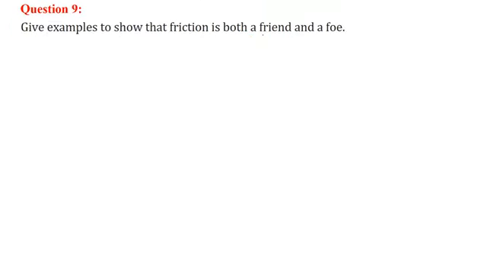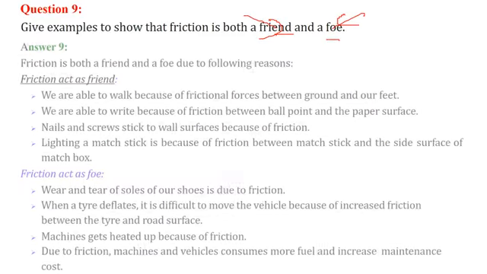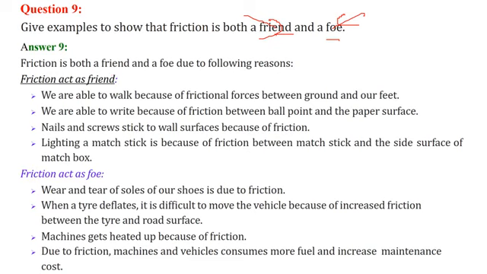Give examples to show that friction is both friend and foe. So friend as well as your enemy. How? Friction as a friend, we are able to walk because of friction. Then we are able to write because of friction, a ballpoint pen with the paper surface. Nails and screws only stick because of friction, otherwise they will just slip down. And lighting a matchstick also is only possible because of friction. That is how it lights up.